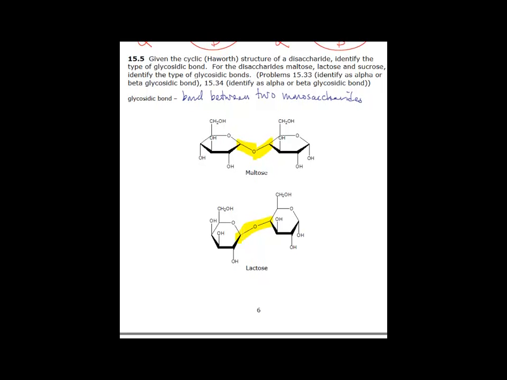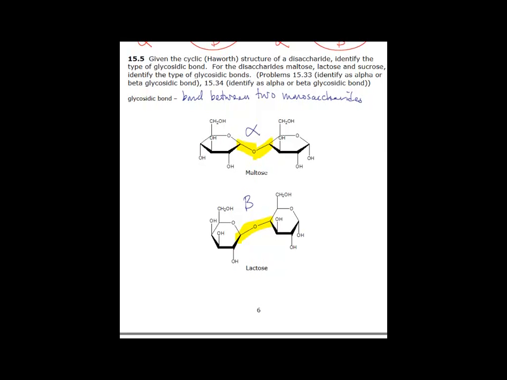What we want you to do is identify the type of glycosidic bond. Glycosidic bonds can either be alpha or beta. And like what we just talked about, it depends on which way the bond is pointing. So with maltose, reading left to right, the glycosidic bond is pointing down. So since this is pointing down, this is an alpha glycosidic bond. Lactose, the glycosidic bond is pointing up. So this is a beta glycosidic bond.